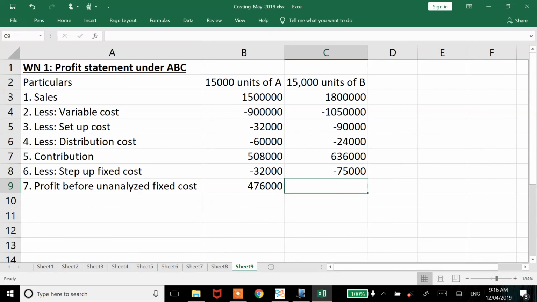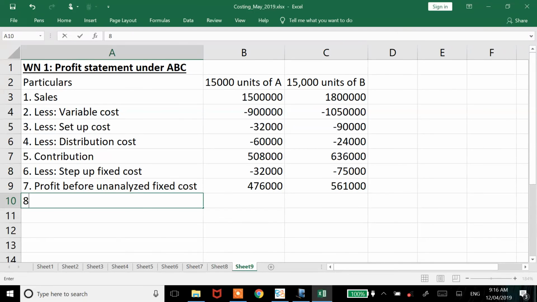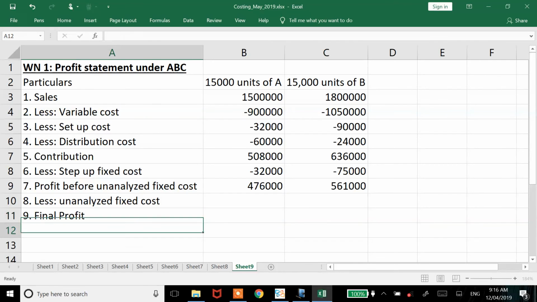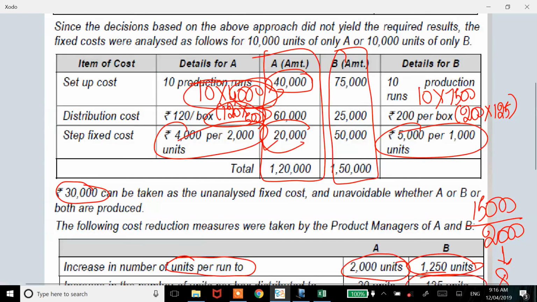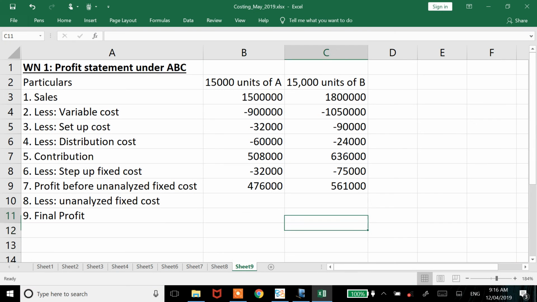Profit before unanalyzed fixed cost, less unanalyzed fixed cost, and the last item is final profit. How much is the unanalyzed fixed cost? 32,000. That will be incurred whether you manufacture A or you manufacture B. That cost will be incurred in both these scenarios.